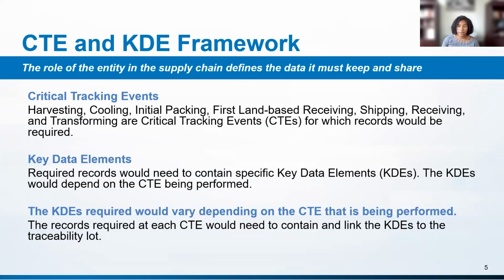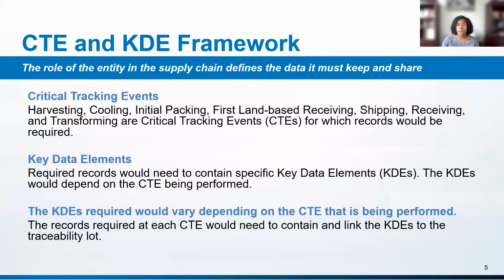One other important piece of the final rule is our foundational framework. The food traceability final rule identifies the key points along the supply chain where it's most important to collect traceability information. We're calling these the critical tracking events, or the CTEs. Those would include the points where the food is harvested and cooled, where it's initially packed for raw agricultural commodities, and where it's first received on land from a fishing vessel for seafood, and then transformation, shipping, and receiving. At each CTE, we're also requiring traceability information that's essential to understanding what happened to the food at that point. Those are called the key data elements, or the KDEs.